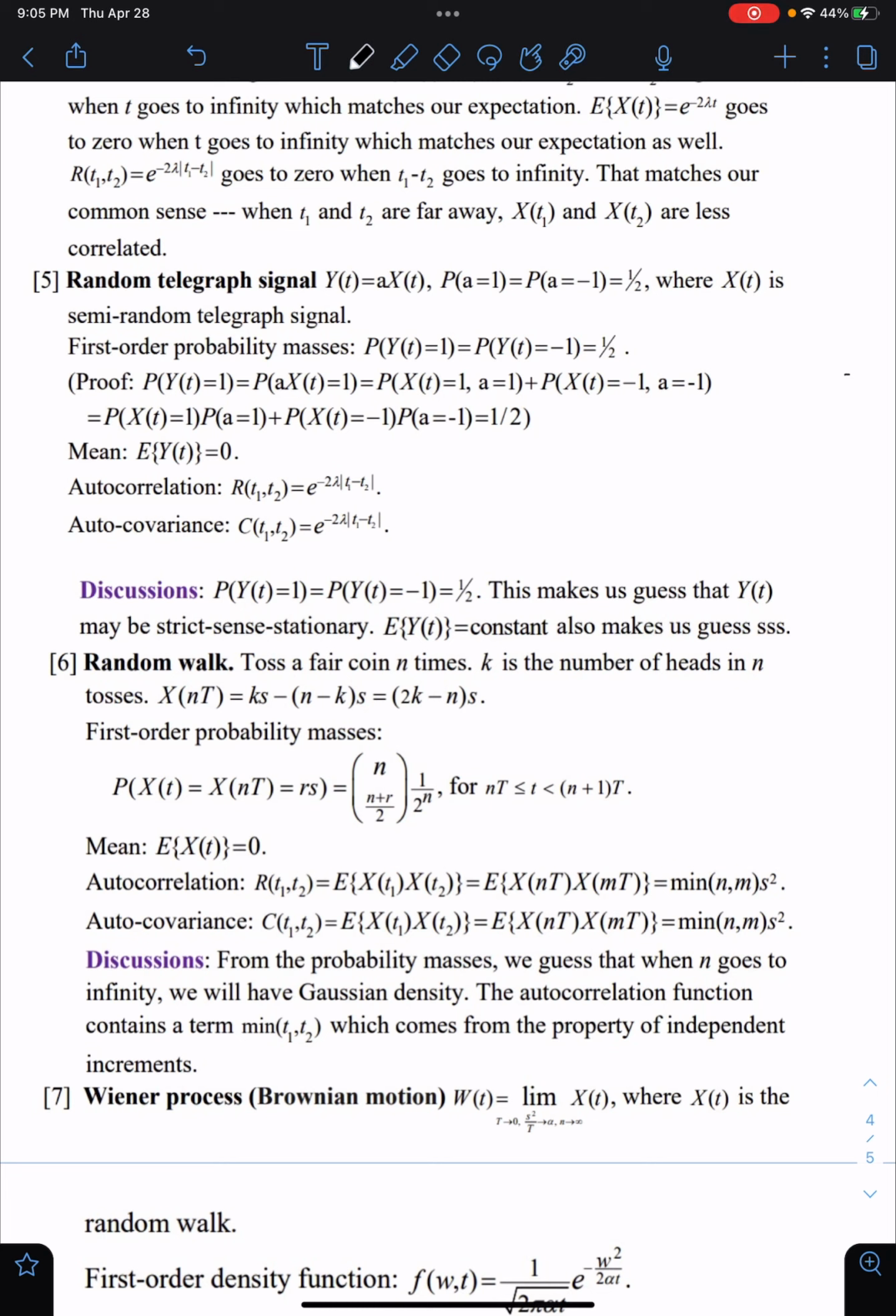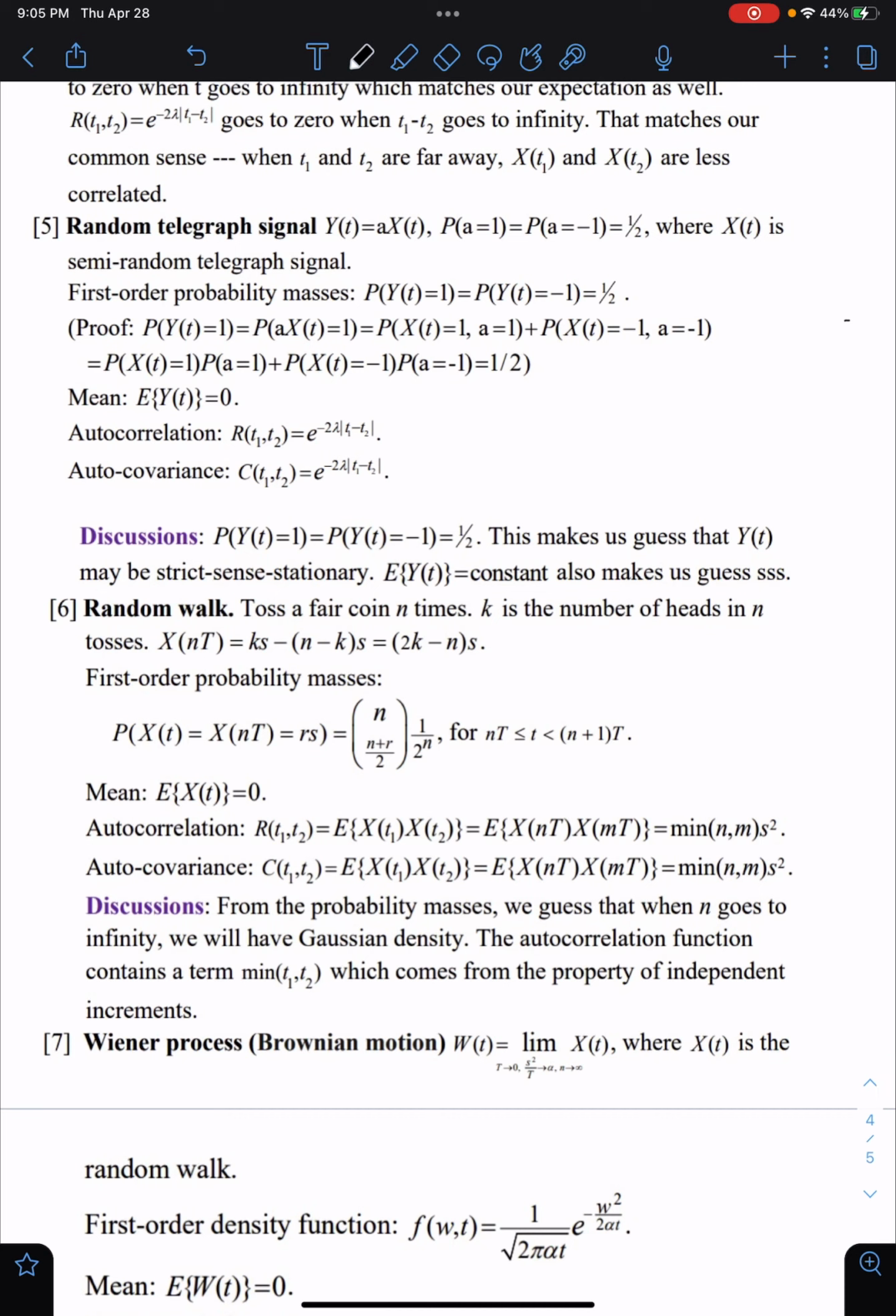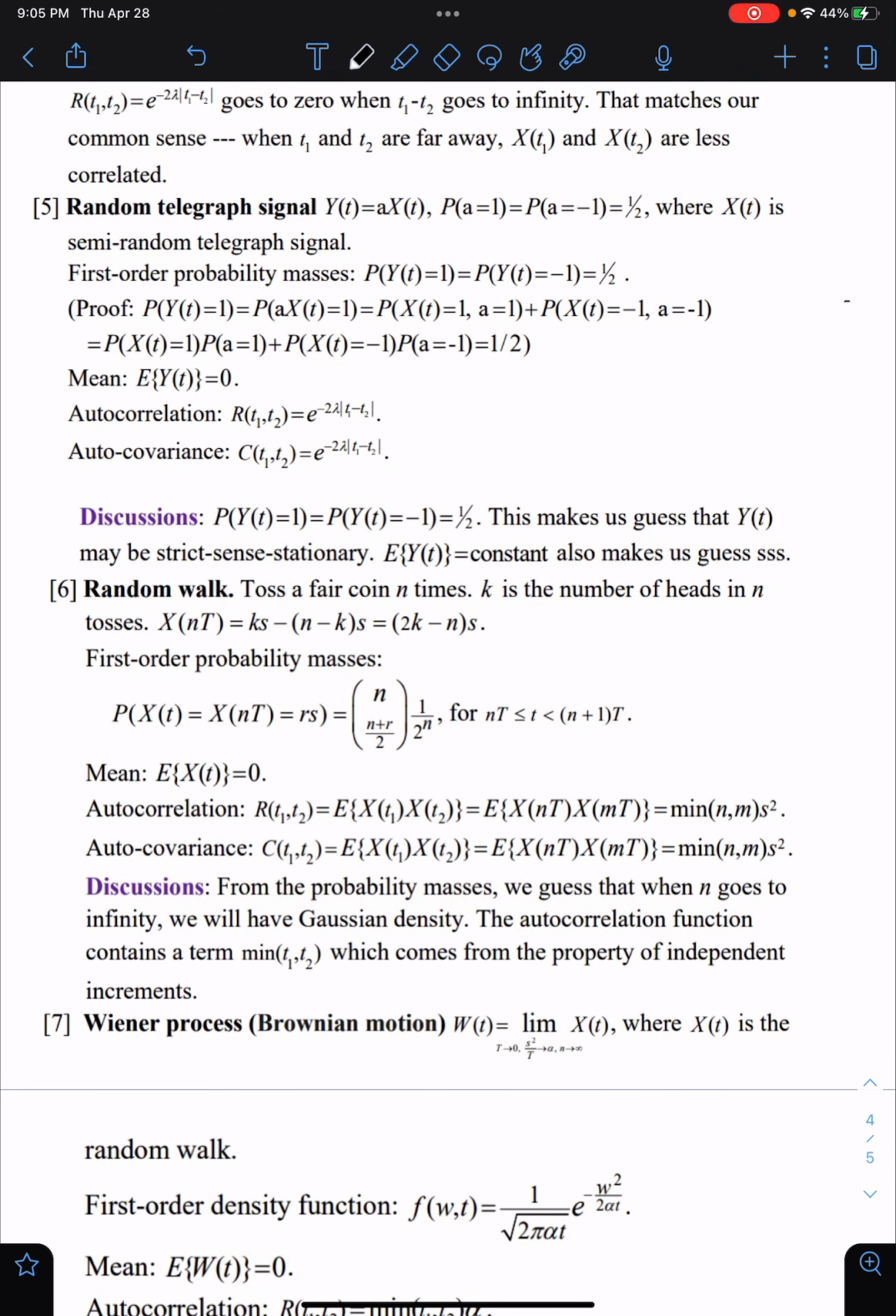And the expectation of big Yt equals 0, and the autocorrelation and autocovariance should equal this. And furthermore, we have the probability of big Yt equals 1 equals the probability of big Yt equals minus 1 equals 1 over 2. This makes us guess that big Yt may be strict sense stationary, because the expectation of big Yt being constant also makes us guess the SSS property.